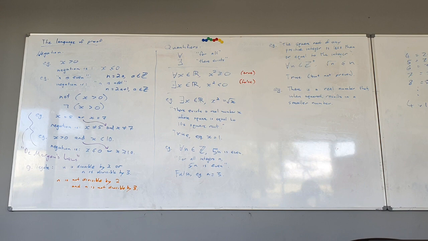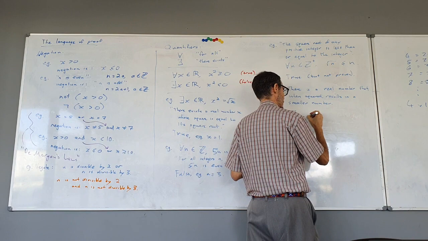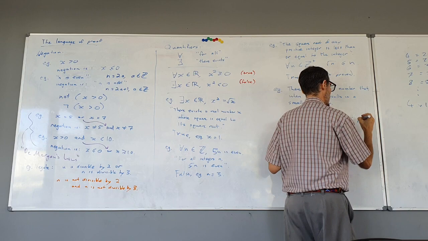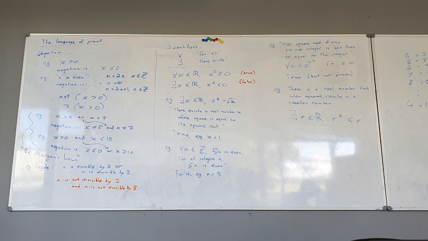There is a real number. You can use whatever letter you like for your real number. I've used a little r. Yeah, x is fine. Oh, real number. So I want the reals, not the integers. Capital R, not capital Z. When squared, I get a number smaller than I started.